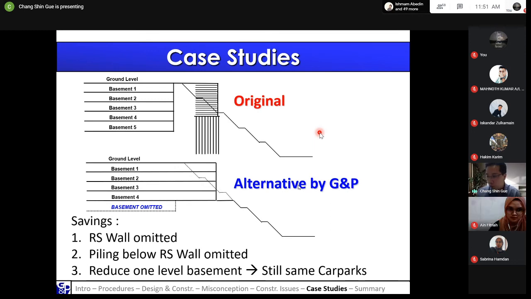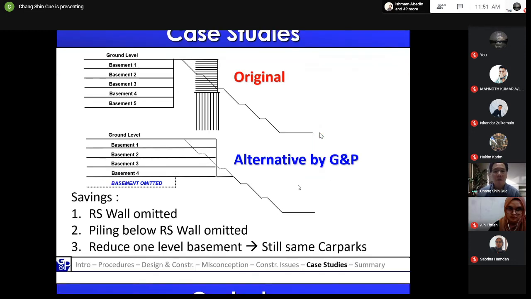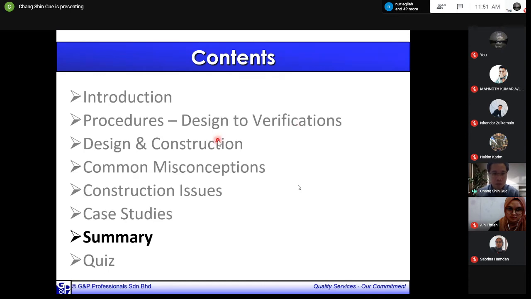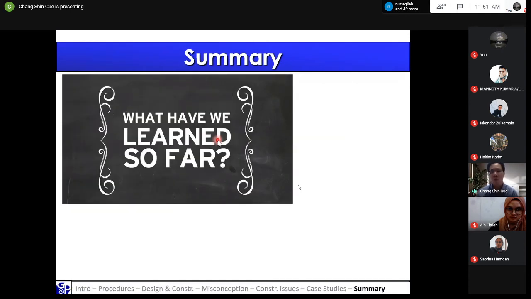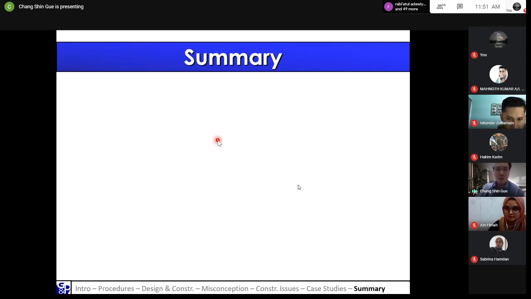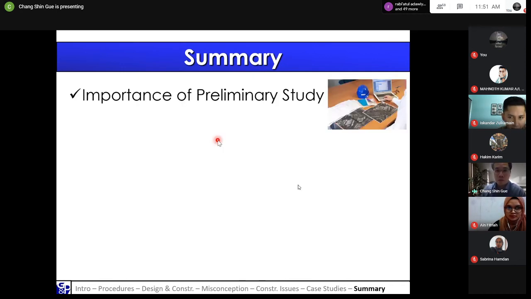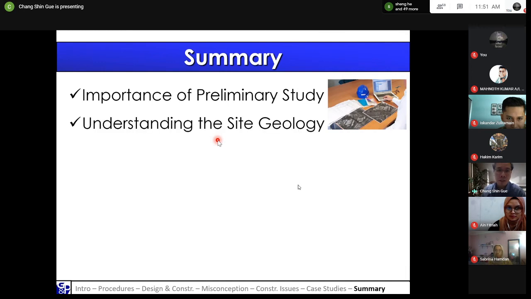So that's all for the case study. I'll come to the summary part. So it's probably time to review what we have learned so far. We talked about the importance of preliminary studies, and understanding site geology is important to know the soil condition even before going to the site.